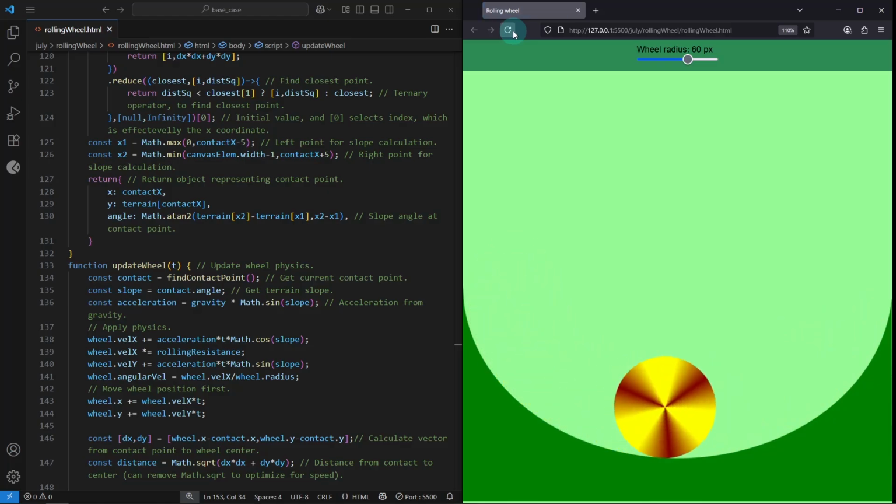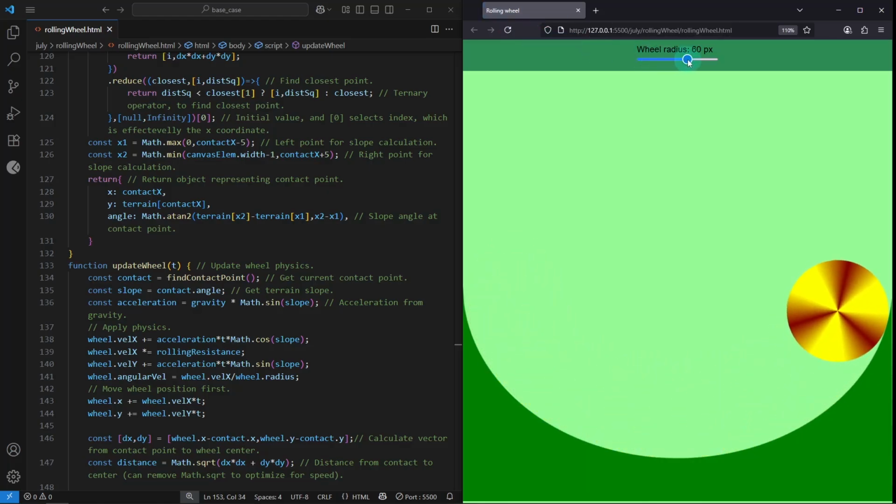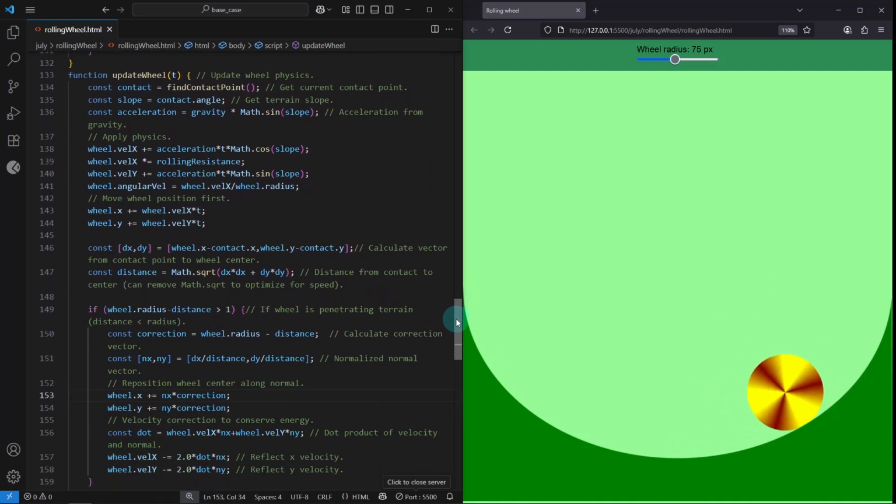To truly understand and implement this rolling wheel simulation for your projects, a solid grasp of mathematics and physics is absolutely essential. You'll need familiarity with trigonometry for slope, movement and gravity force calculations, vector math for collision responses, and Newtonian mechanics to model motion.